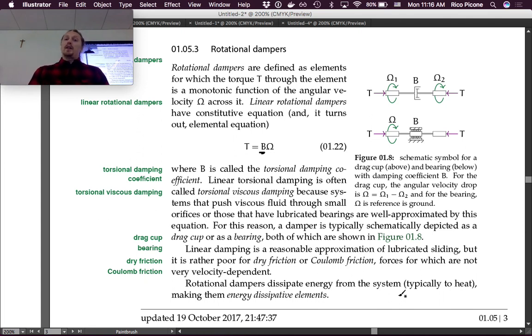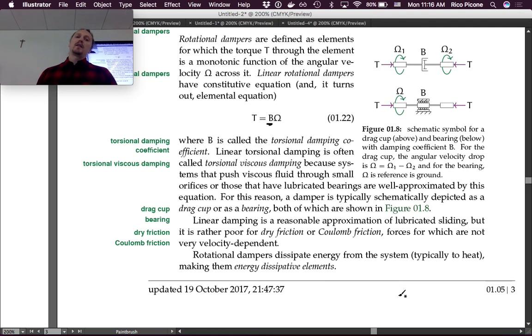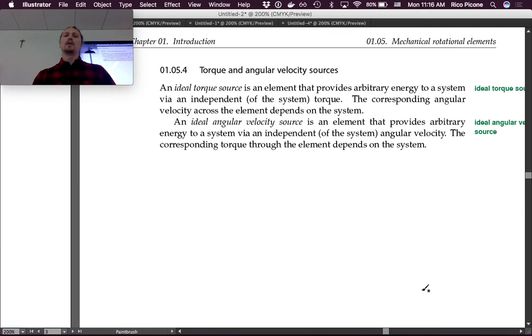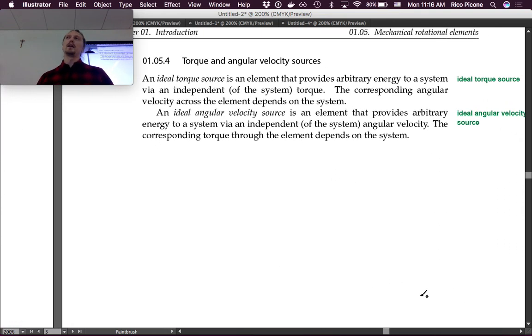Linear damping is a reasonable approximation of lubricated sliding, but rather poor for dry or Coulomb friction. Those forces are not very velocity dependent. Rotational dampers dissipate energy from the system, typically to heat, making them energy dissipative elements. So very, very analogous to a linear or a translational damper, but for rotations.